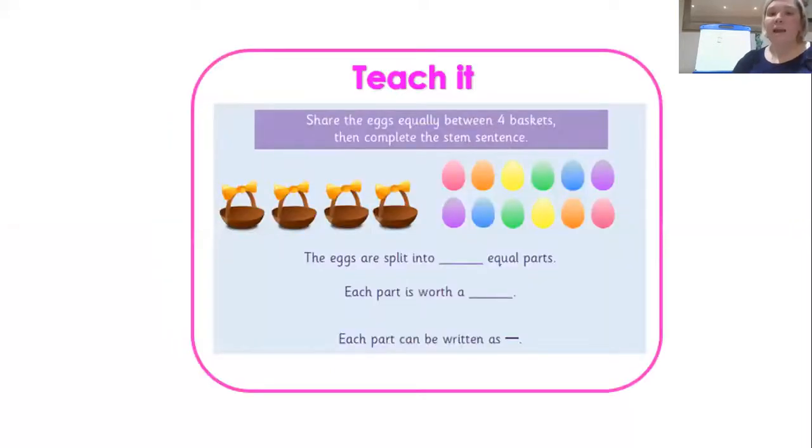So let's have a look. The eggs are split into how many equal parts? We've already talked about that. The eggs are split into 4 equal parts because we are looking at quarters. Each part is therefore worth a quarter. And how do we write that? We write it as 1 out of 4. And we know if we're using our fractions and it's got a 4 on the bottom, we don't say fourths, we say quarter. So each part can be written as 1 quarter. So each of those bowls was a quarter of 12.